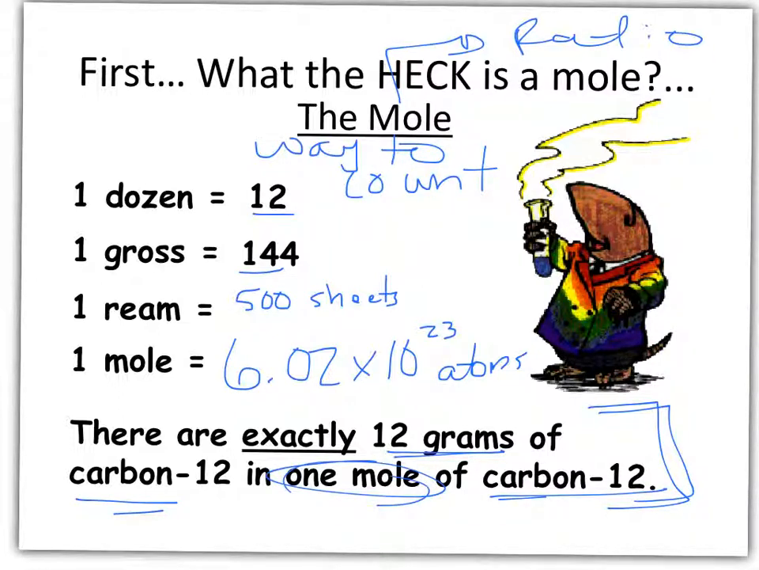So what we're trying to get at, and what I'm trying to get you to see, is that if you have exactly 1 mole of carbon-12. Again, now carbon-12, what does carbon-12 mean? That means you have 6 protons and you have 6 neutrons. Well, why is that important?